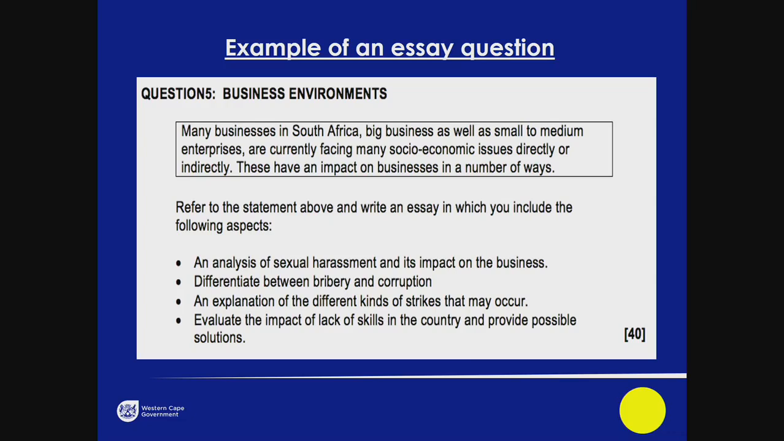Okay, so an analysis of sexual harassment and its impact on the business, differentiate between bribery and corruption, explanation of different kinds of strikes and the impact of lack of skills in the country, and provide possible solutions. So those 4 bullet points need to be the 4 headings. So you're going to have 6 headings in total.